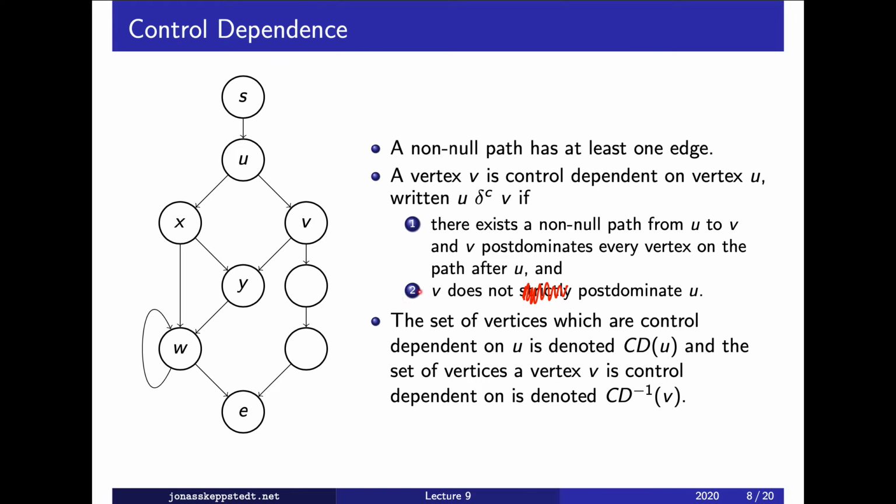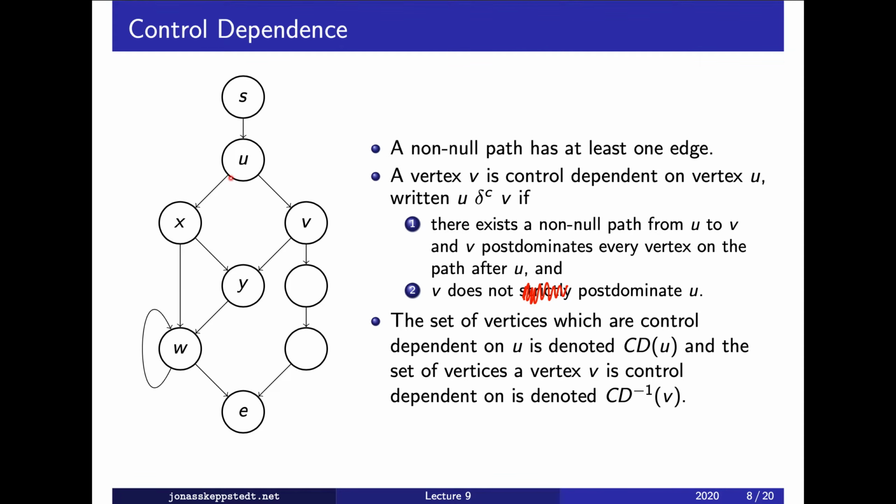And then the second, V does not postdominate U. Well, it does not. And now we can see that if we want V to be control dependent on U, this definition works for V and U. In the same way, clearly, X is control dependent on U. It's basically the same thing as V, but Y is not control dependent on U.